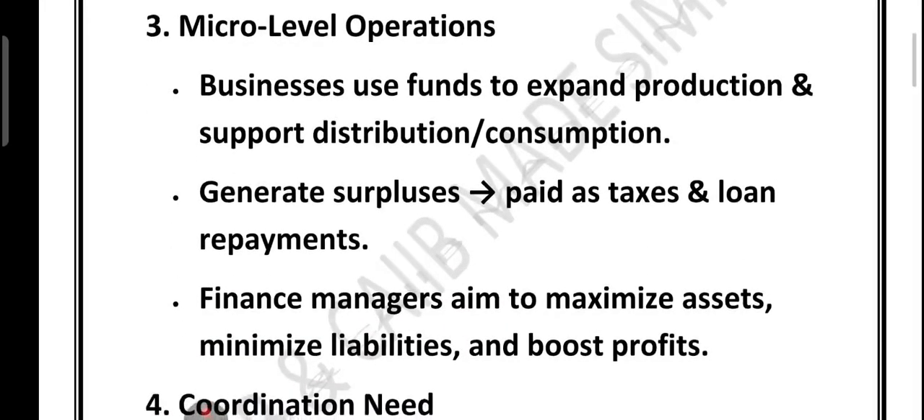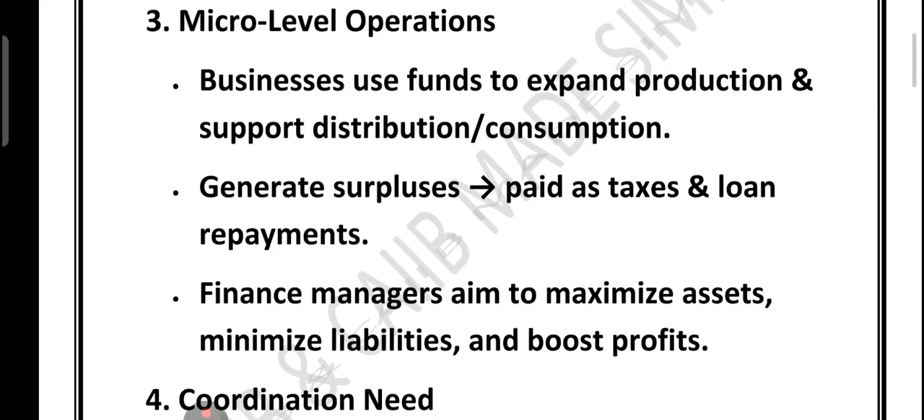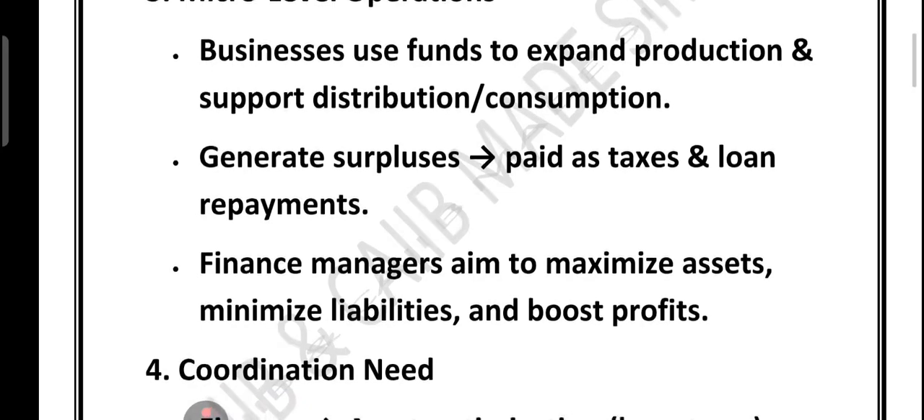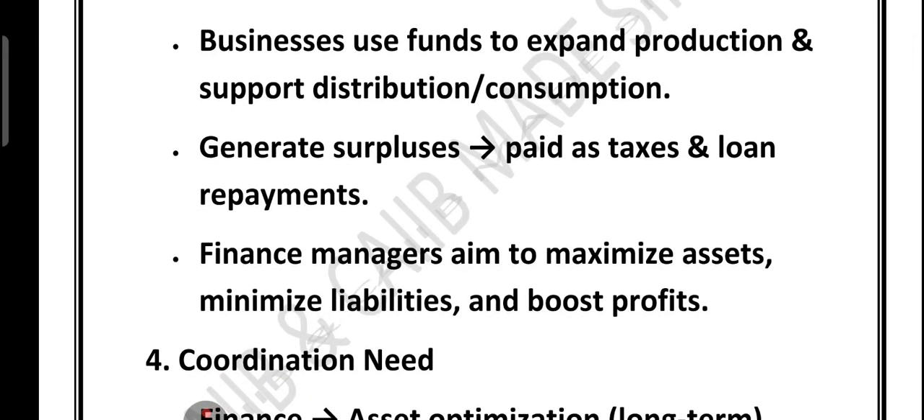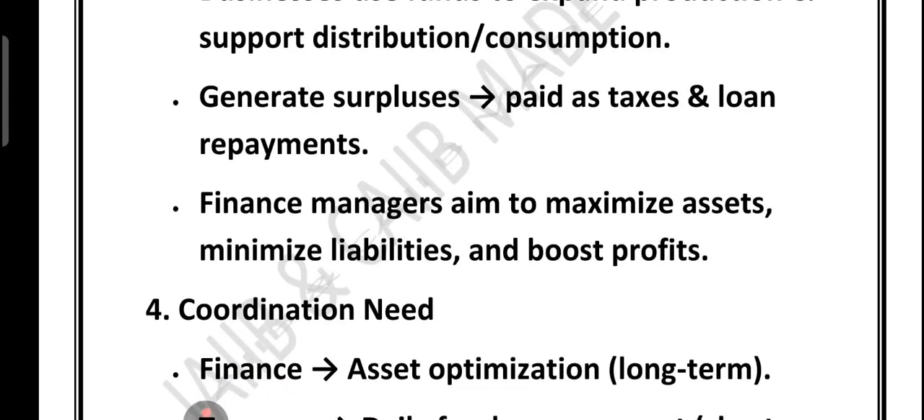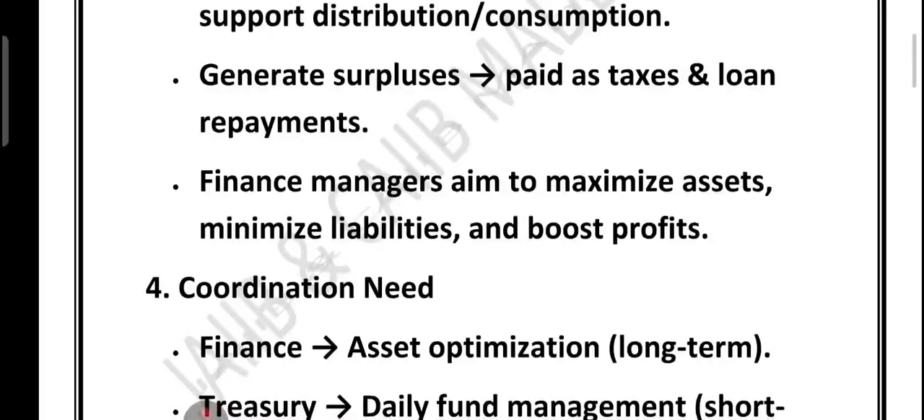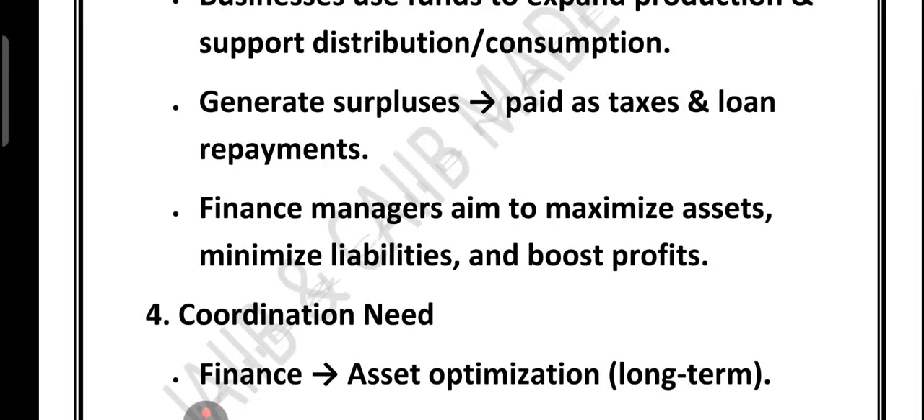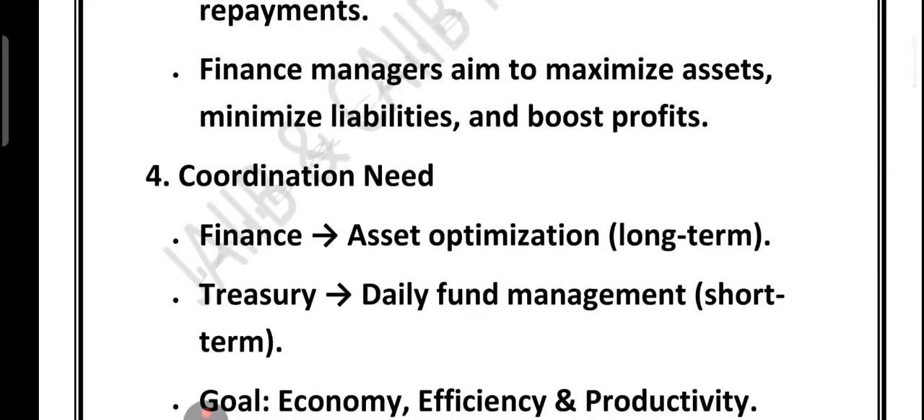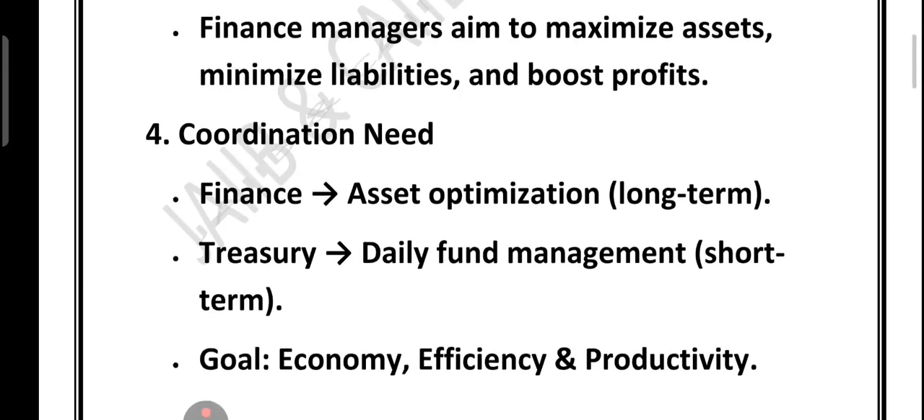So now at the micro level, that is within the business, funds are used to expand production, to support distribution and to support the consumption activity. Three things are there: expansion of production, supporting distribution and consumption activity. When business earns profit, when business generates revenue, these are paid back to the system in the form of taxes, in the form of loan repayment, right? Micro means what? Whenever business earns profit, whenever business generates surpluses, these are paid back to the system in the form of tax and loan repayment. The role of a finance manager is to maximize the asset, minimize liability, and to increase the profitability.